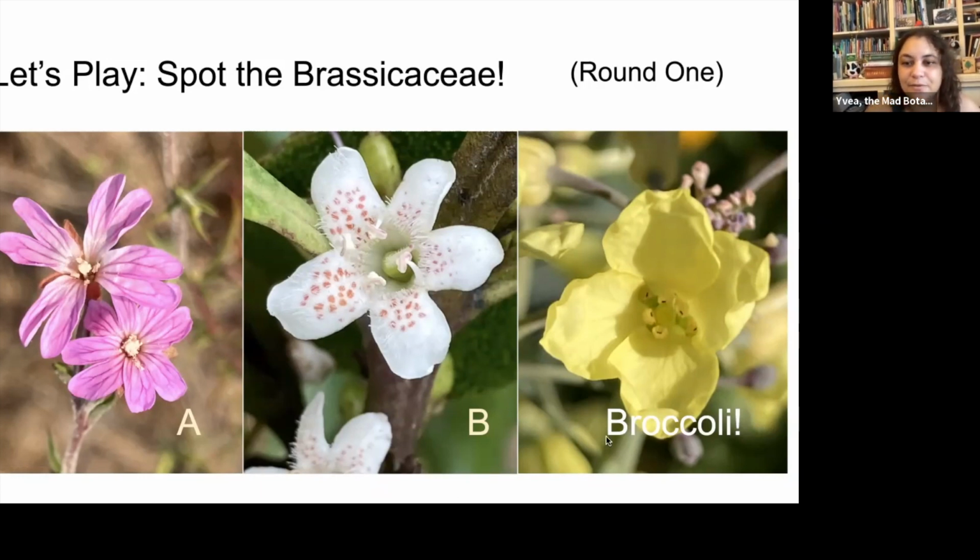But yep, so folks who guessed C, yep, you're right. This is actually a broccoli flower. But now my question, which I'm more excited about, is what told you that C was the Brassicaceae? And that's wonderful that you were going to guess A. I'd be curious to know, what about A made you think Brassicaceae?